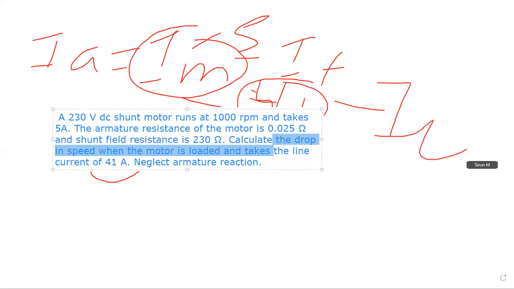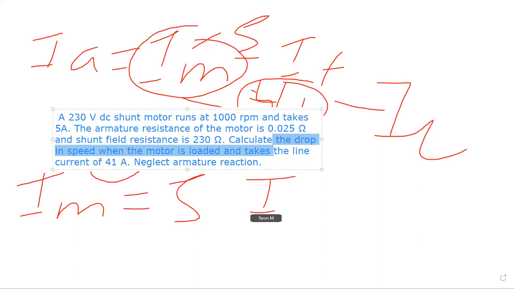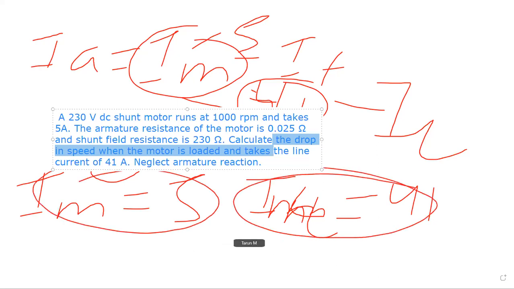Otherwise, if you are writing given IM, you write 5 amp, then again IM you are writing 41 amp. Will you be able to solve the problem? So instead of IM, we wrote it as IL, or you can write it as IML. Or you can write current at no load, current at full load. You can write anything. Okay.